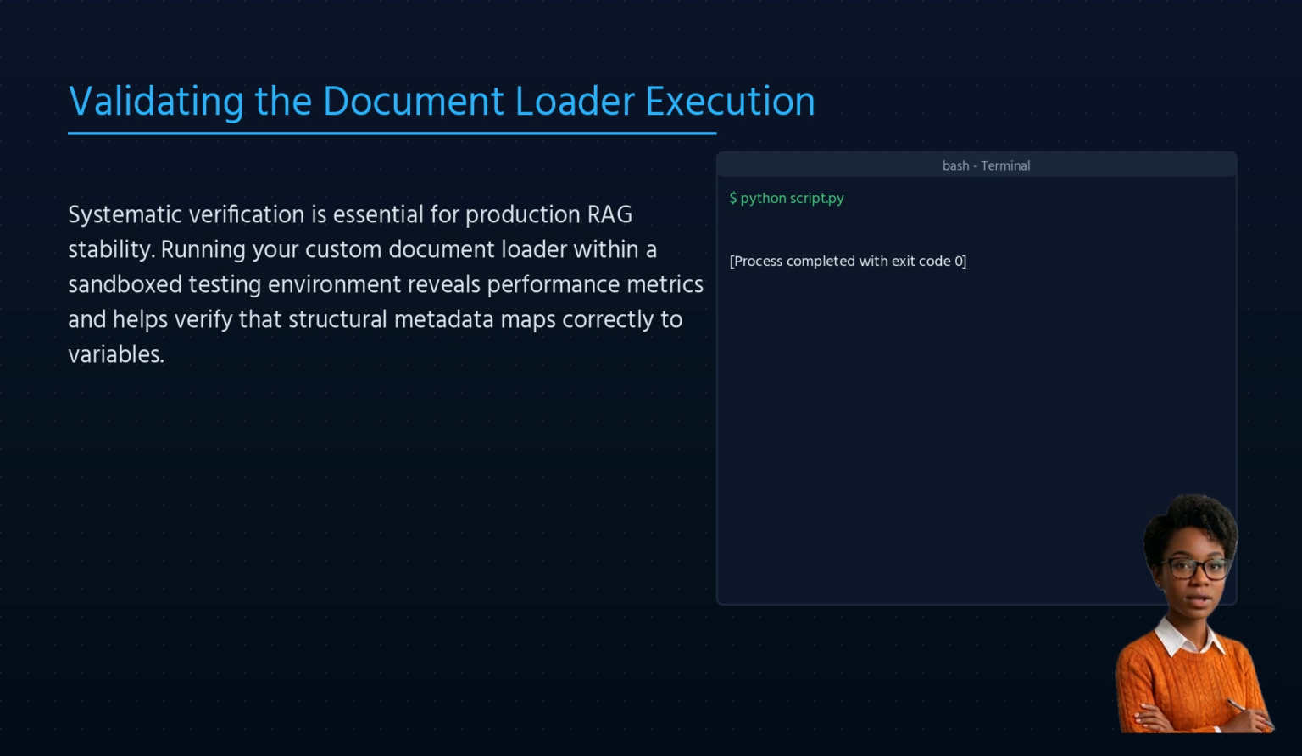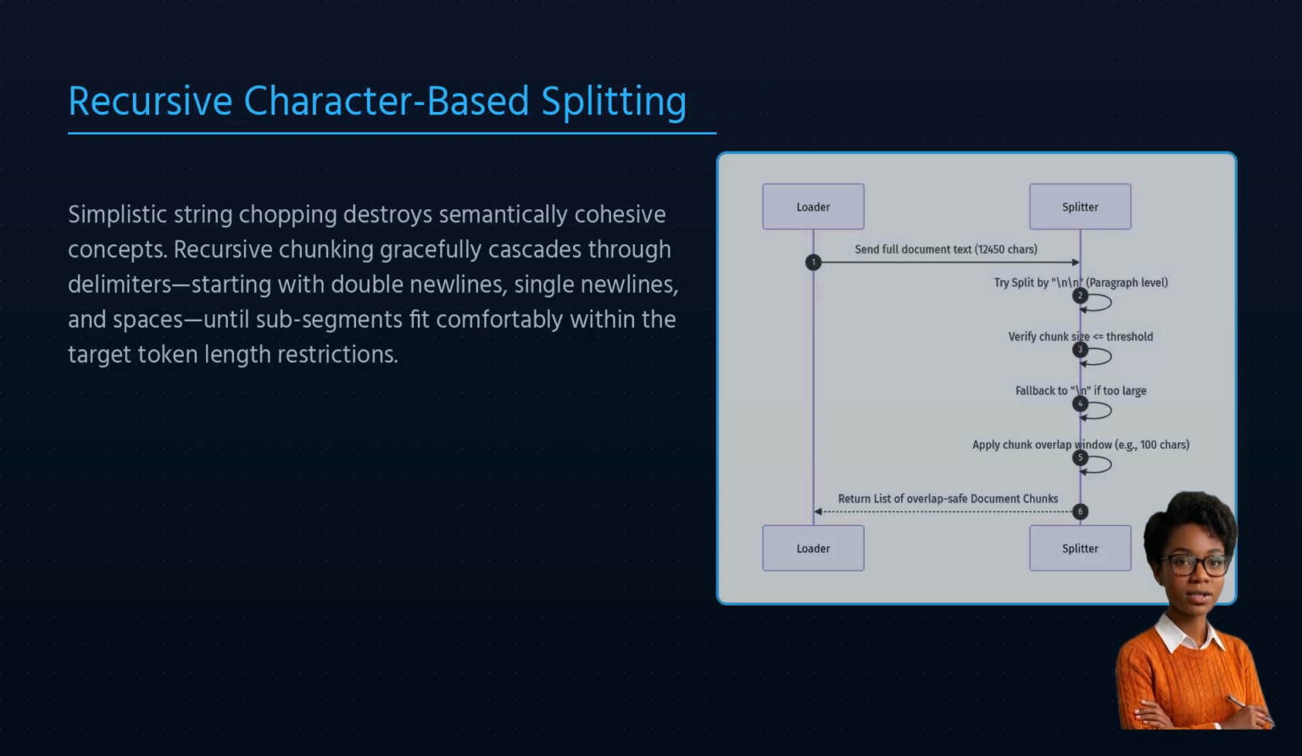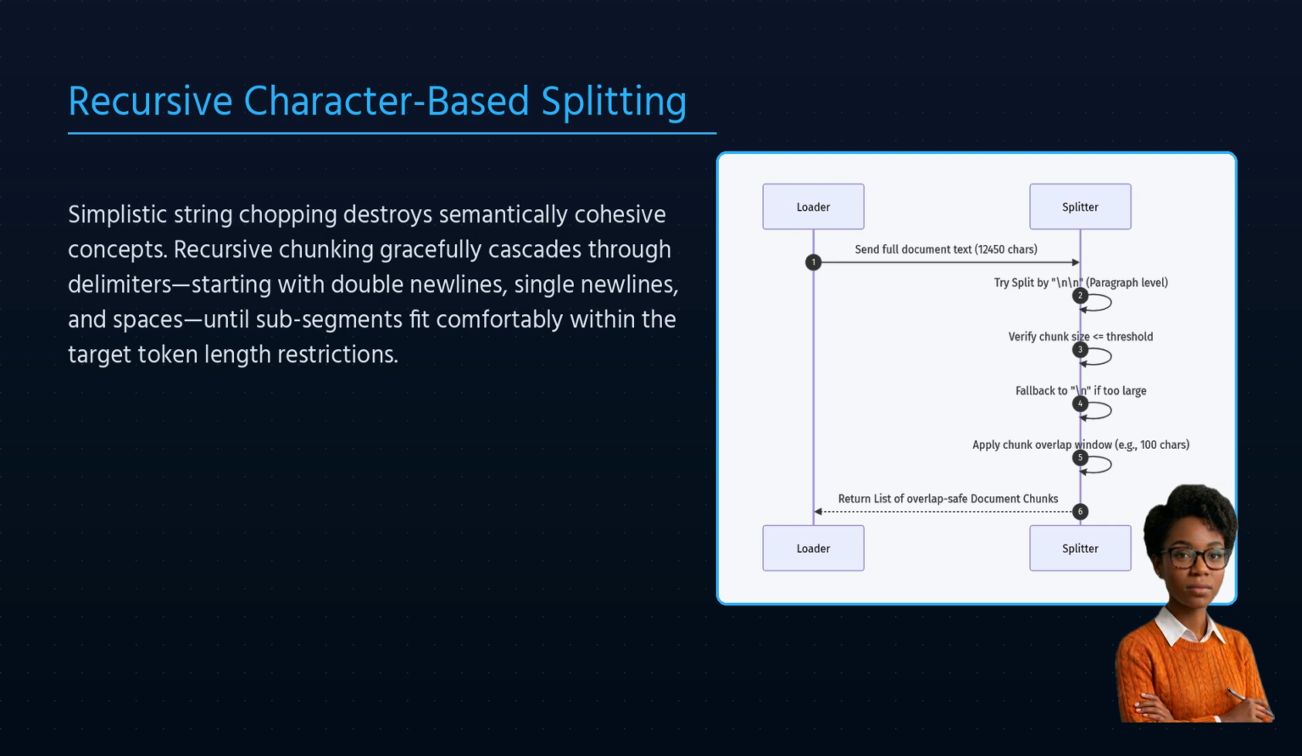This absolute predictability ensures that downstream embedding generators will receive cleanly structured variables, avoiding generic, null-valued parameters that often crash systems later in production. Moving forward, we must address the challenge of text splitting. If we chunk text arbitrarily, we end up cutting mid-sentence, leading to loss of context for our embedding models. To prevent this, we use a recursive mechanism.